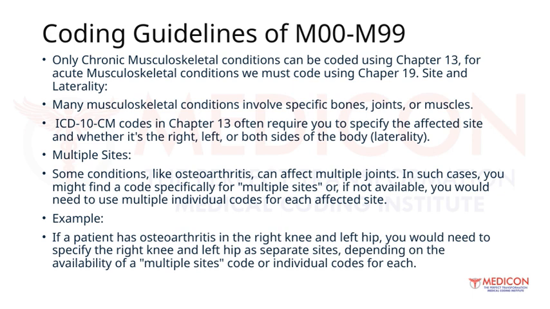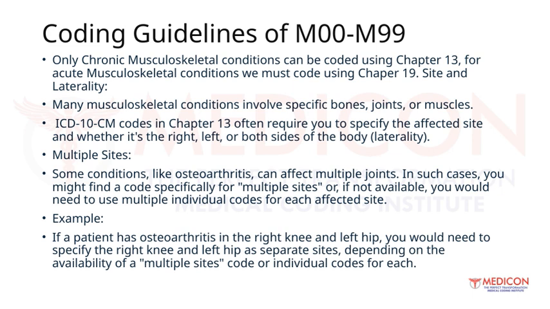Now, when it comes to site and laterality, many musculoskeletal conditions involve specific bones, joints, or muscles. So, the ICD-10-CM codes in Chapter 13 often require us to specify exactly where the problem is located. That means indicating whether it's the right side, the left side, or both sides of the body. This detail helps us accurately capture the patient's condition.